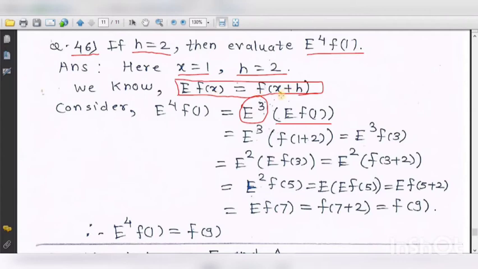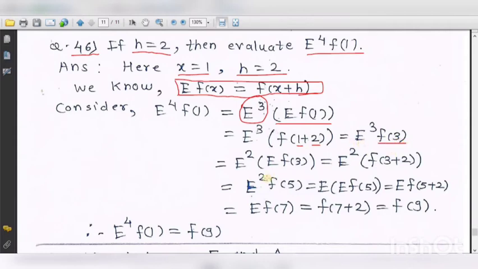According to the definition, it is f of x plus h. So x equal to 1 and h equals to 2. So let us see here. What is the value? x is 1 here and h is 2. So what is the answer? E cube f of 1 becomes E cube f of 3.